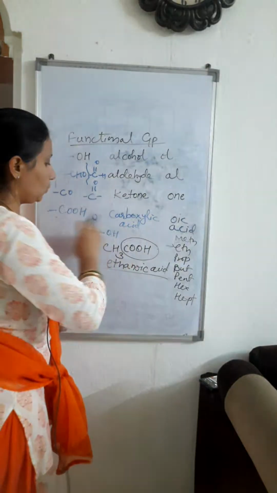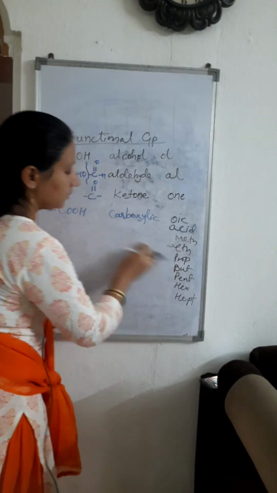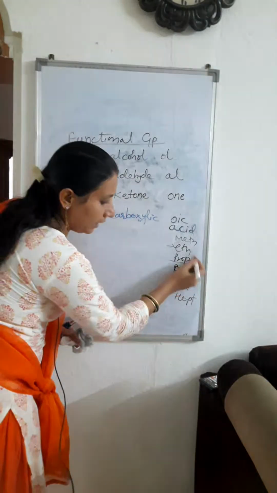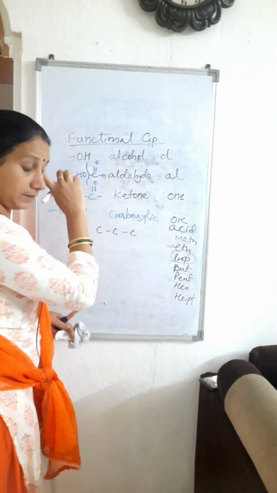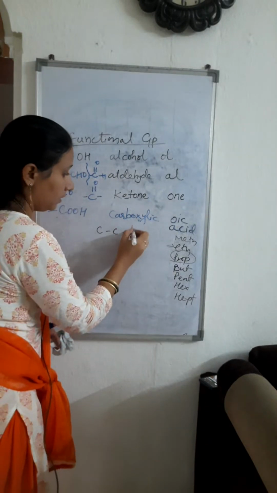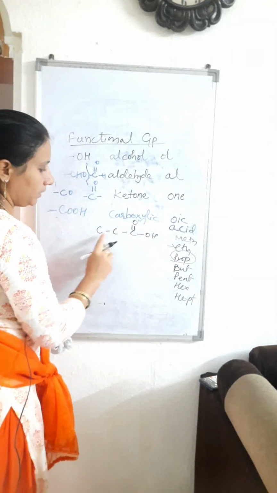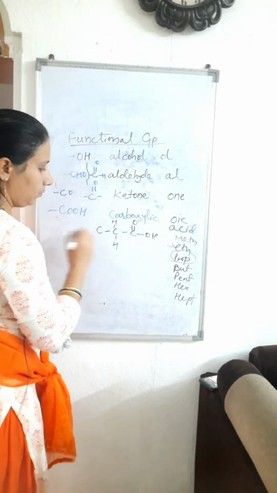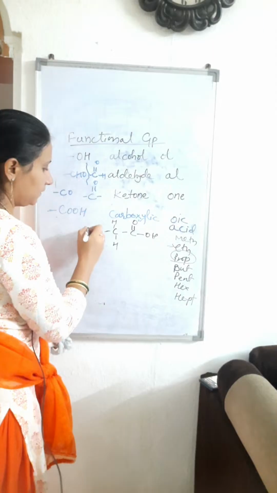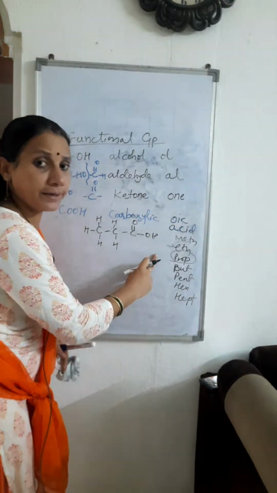Suppose they ask you to draw propanoic acid. How are you going to draw propanoic acid? Prop, 3 carbons are there. So first we need to take 3 carbons. Then for oic, double bond O, OH, and the remaining hydrogens. Here 2 bonds are there, so we place 2 hydrogens. Here 1 bond is there, we place 3 hydrogens. This is propanoic acid.